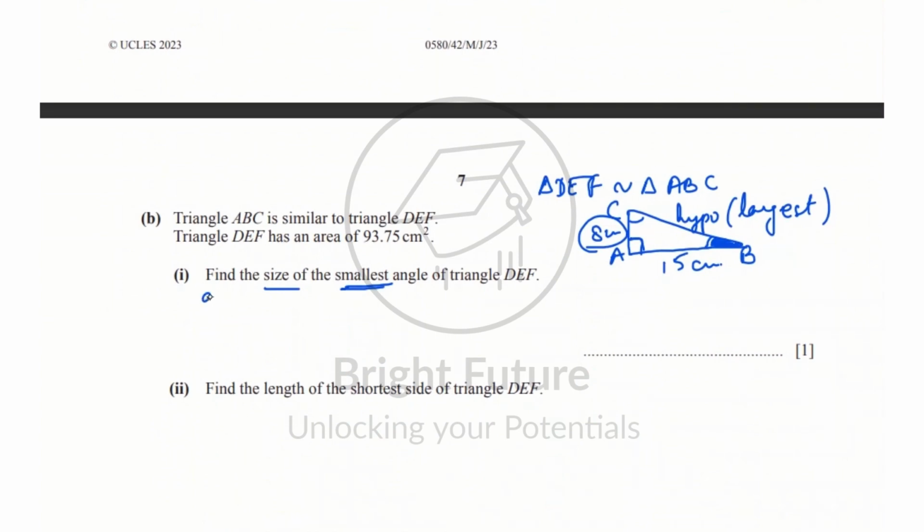So 90 minus 61.928. So let's take it as 91.9. This gives me 28.1 degrees. Got it? This is 90, so the addition of these two angles should also be 90. So 90 plus 90, 180. We know this is 61.9. So 90 minus 61.9 gives me 28.1 degrees.